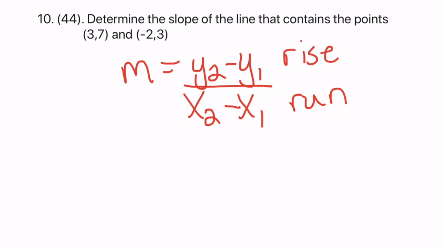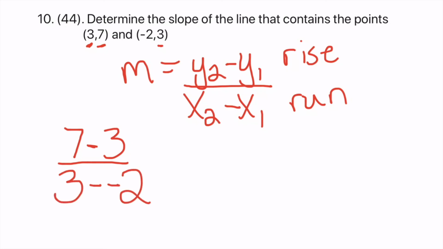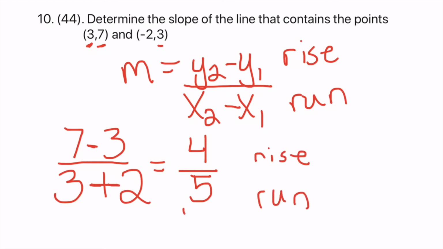So I'm going to choose to start with the 7, and then I'm going to subtract the other y, which is 3. Now, this part does matter. Since I chose this y to begin with, I have to choose its partner x to begin with. So I have 3 minus a negative 2, which really just becomes plus 2. So we have 4 here over 5. Now remember, with slope, you don't want to write this as a decimal because that clearly shows 4 is your rise and 5 is your run. So you would leave your answer as a fraction, 4/5.